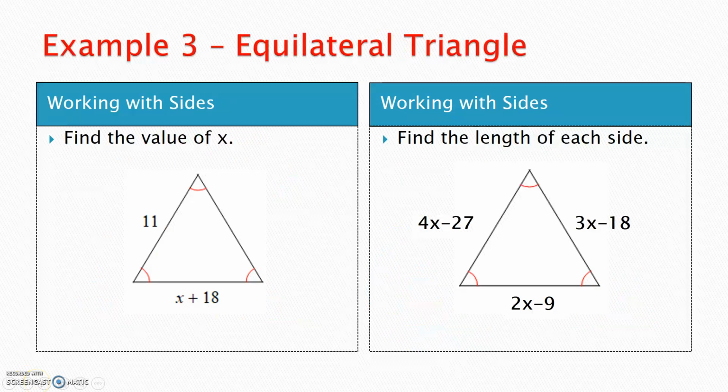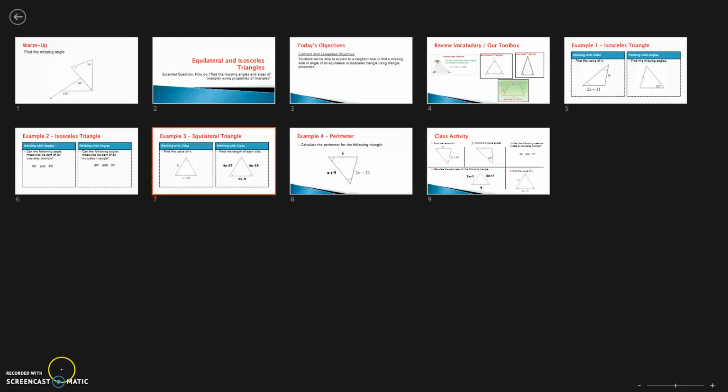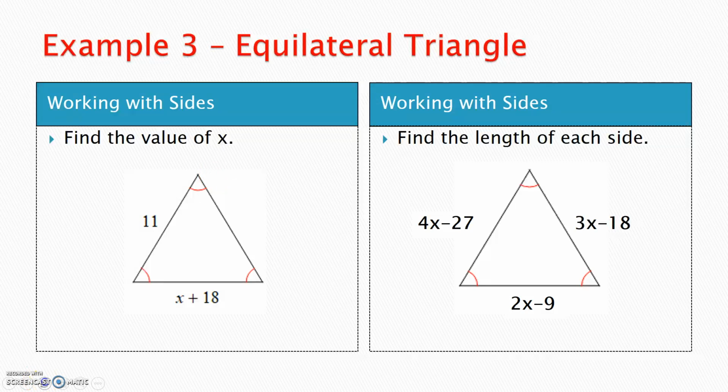All right, example number 3. Now we're dealing with equilateral triangles. Oops, let me go back to that. Equilateral triangles, again, that means all sides and all angles are congruent. So pause the video here. Take a second.